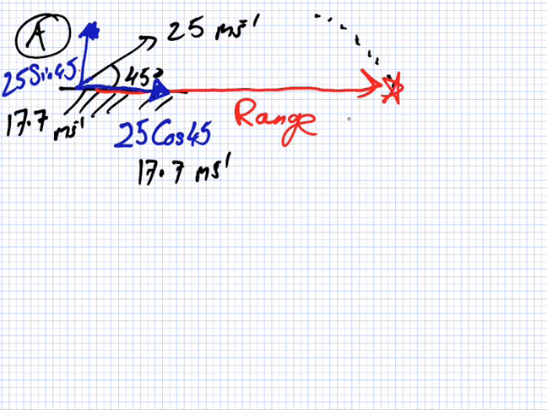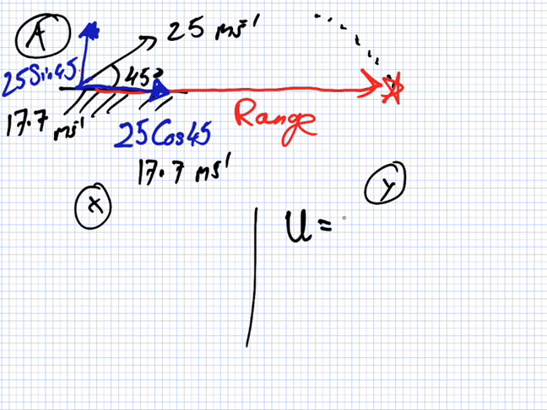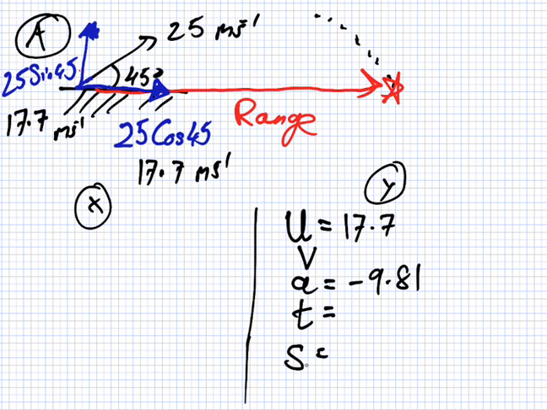So if I want the range, first thing I should always do is get the time. Do I look at the x or do I look at the y? Y first. For range, you have to get the time first, which you get from the y. So what's the u? 17.7. What's the v? Don't know. What's the a? Minus 9.81. What's the t? Don't know. What's the s? You do know.